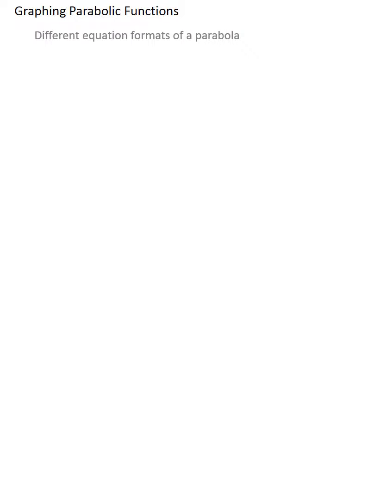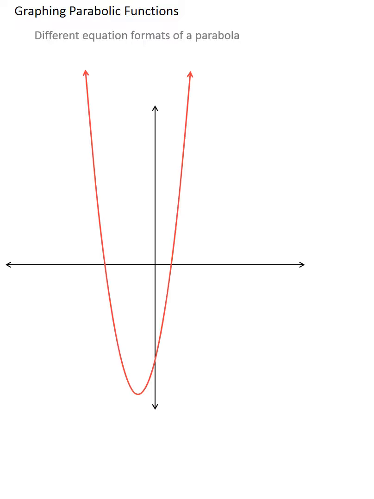So let's talk about the different equation formats of a parabola. Here's an example. This parabola, as it turns out, has an equation that can be written in three different formats. Now, we haven't gotten to the part of the video yet where I teach how to graph parabolas, so don't feel like you should know how these equations are connected to this parabola. But suffice it to say that all three of these equations, if graphed, would give the same parabola. They are essentially the same equation.